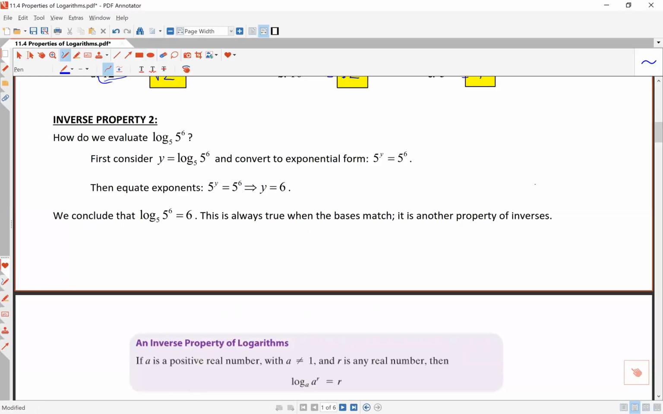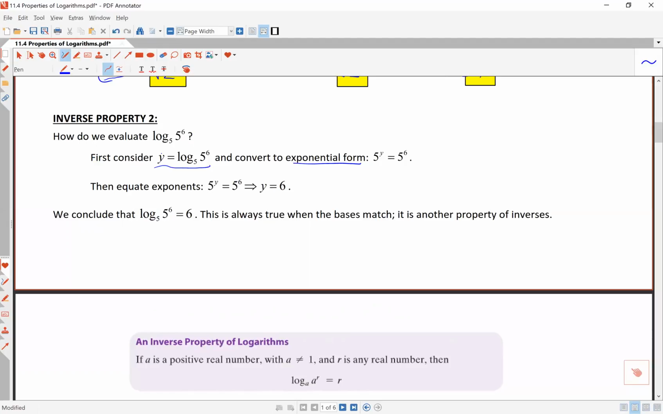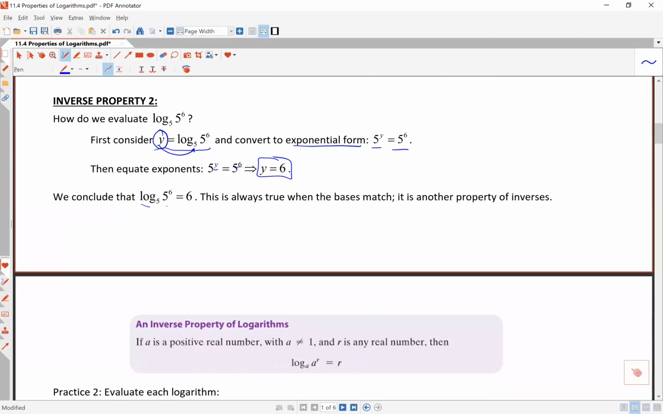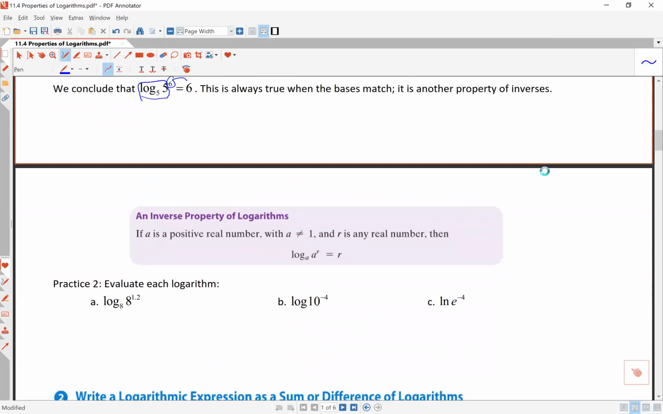To evaluate log base 5 of 5 to the 6th, think of this as y equals log base 5 of 5 to the 6th. Convert this to exponential form by remembering that the logarithm equals the exponent on the base of 5. So that says 5 to the y equals 5 to the 6th, and now equating exponents just says that y is equal to 6. Our conclusion is that log base 5 and 5 to the 6th undo each other, and you just get the 6 back. This is always true when the bases match. It is another property of inverses.